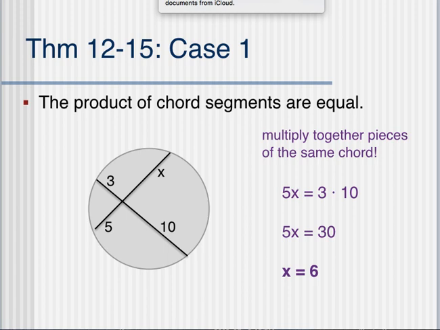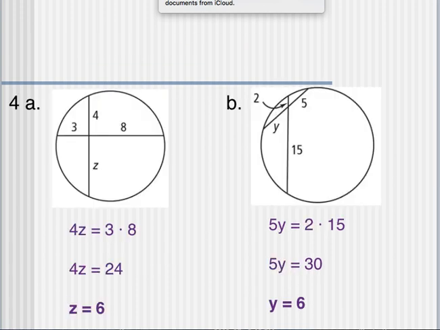Pause here and see if you could figure out how to use this rule to solve question number 4a and b. Go ahead and check your answers. And now go back to your postulate paper.